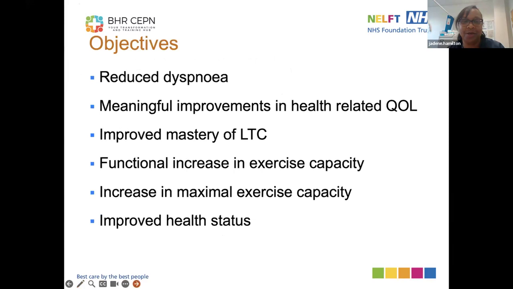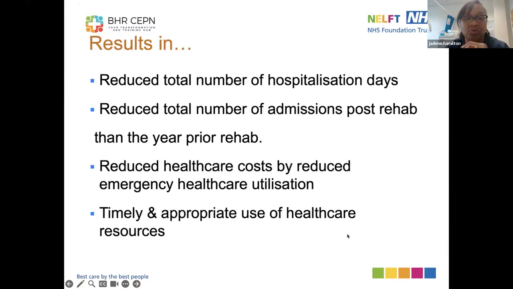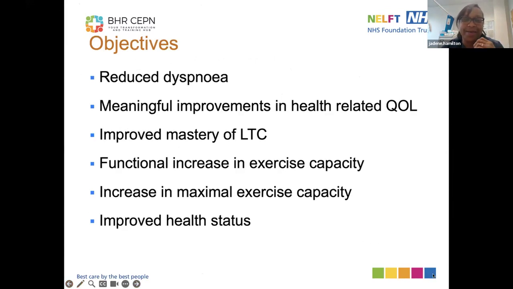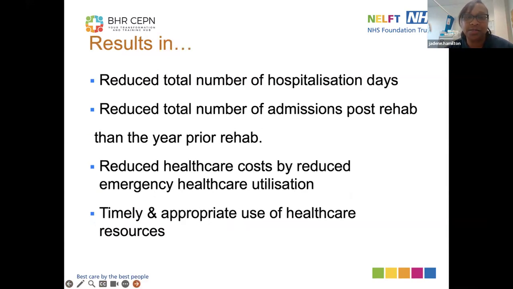There's another one. Okay. So the objective for pulmonary rehabilitation is to reduce dyspnea, and meaningful improvements in the health-related questionnaires. Can you go back? Okay. Improve mastery over their long-term condition, functional exercises increase, and improve health status. So hopefully, if they do get an exacerbation, they'll be able to recover a bit better after doing the classes. Next slide. And this results in reduced total number of hospital days and reduced total number of admissions post-rehab than the year prior to rehab.